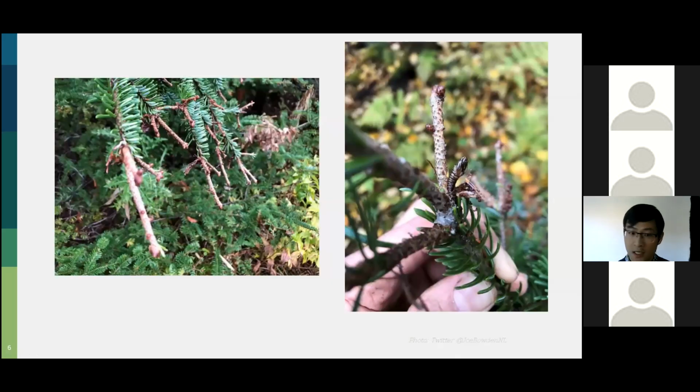So these are two photos shot by another researcher at CFS in Corner Brook, Joe Bowden, and these are photos shot on the west coast of Newfoundland. Obviously, you can already see some defoliation, and on the right, that's a budworm pupa.